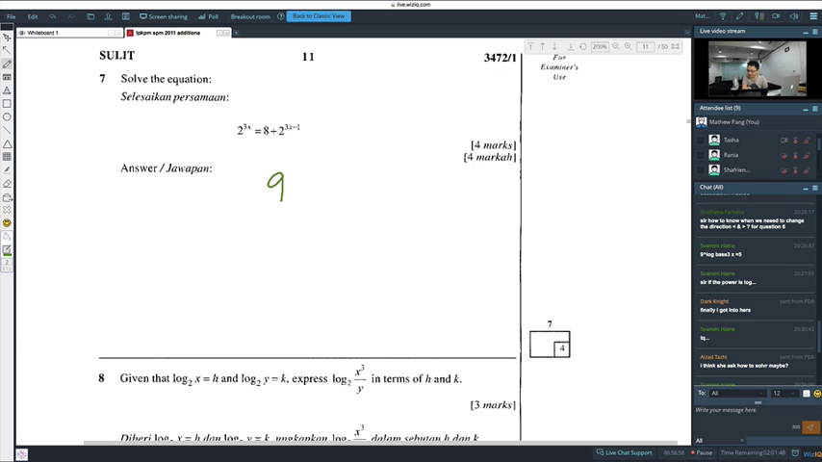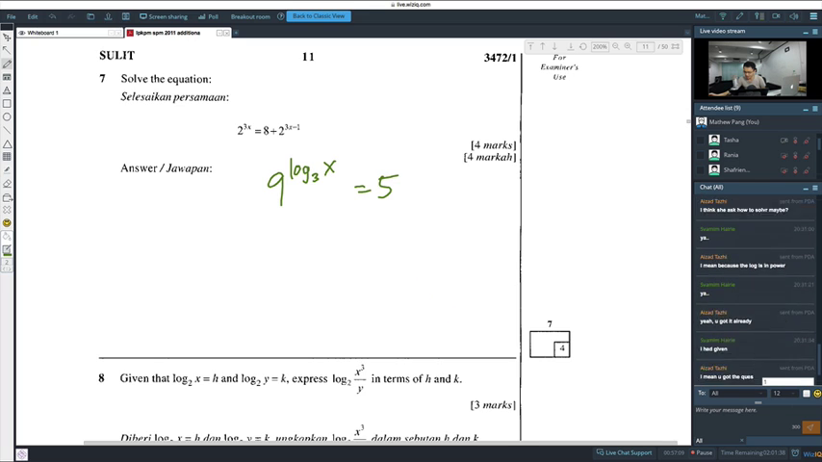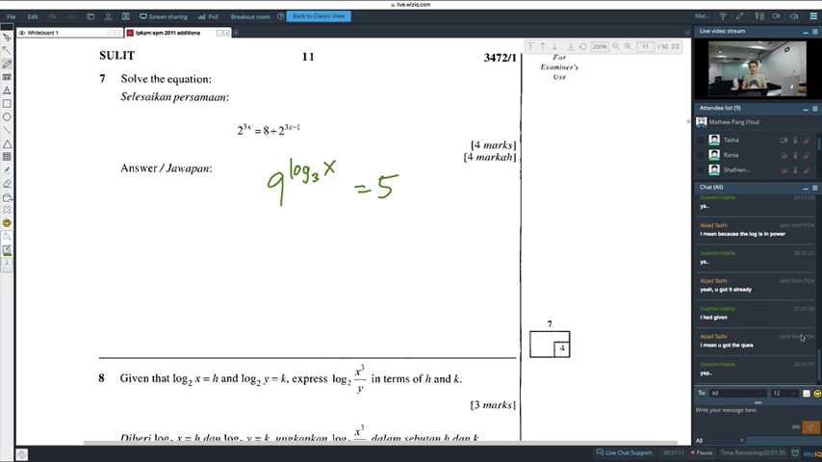So let's say 9 power log base 3 of x equals 5. Isn't it? This one, I think this is a question for Shamin. Alright, in order to solve this question, there are a few ways you can do it. The easiest one is basically you add the log 10 for both sides. I add the log 10 here, and then I add the log 10 here.